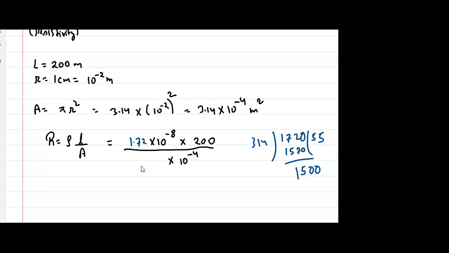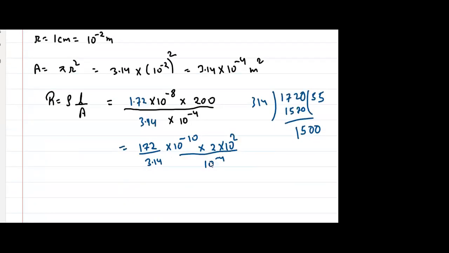So 1.72 and this is 3.14. We'll adjust accordingly. So it can be written as 172 by 3.14 into 2 into 10 power 2 by 10 power minus 4, and 172 gives 10 power minus 10. Okay, so I guess you can solve it. So this we calculate 0.55 into 2. So if you divide this will become 55 almost. It is 55 point something, but we will not bother.